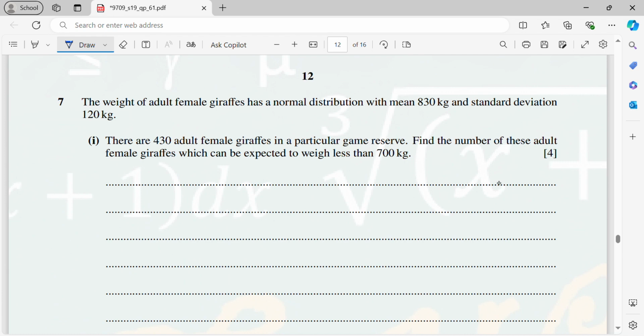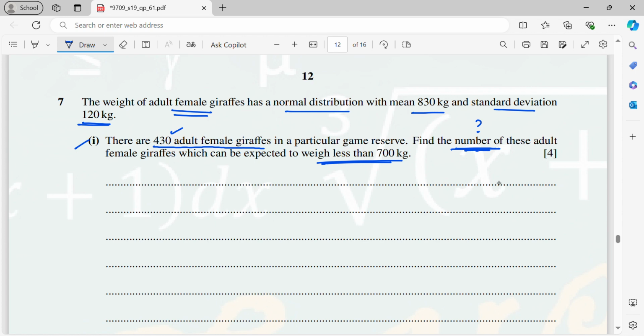Okay, now question 7. The weight of adult female giraffes has a normal distribution, this for female, with mean 830 kilograms and standard deviation 120 kilograms. First part, if there are 430 adult female giraffes in a particular game reserve, find the number of these adult female giraffes which can be expected to weigh less than 700 kilograms. So before you find the number, we need to find the probability first. Then after you found the probability, only then you multiply with this 430 to get the number.